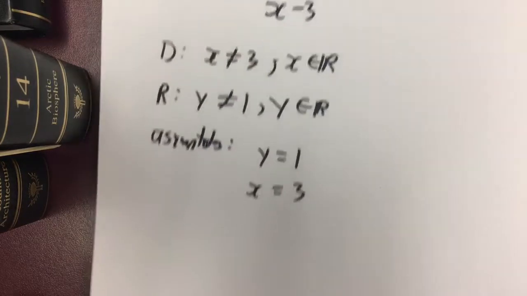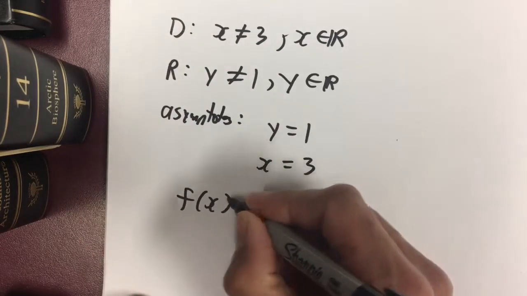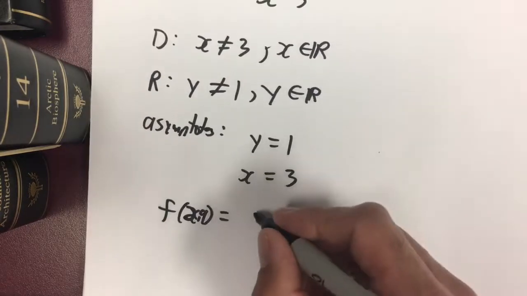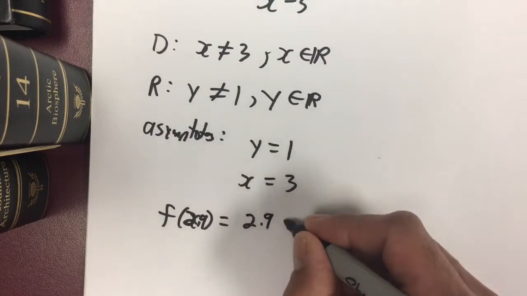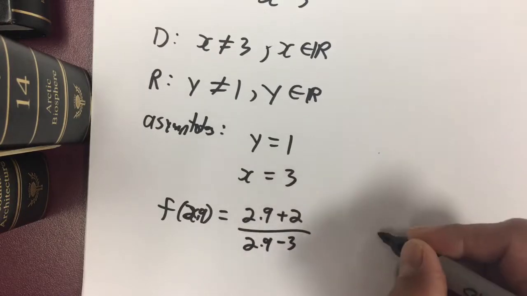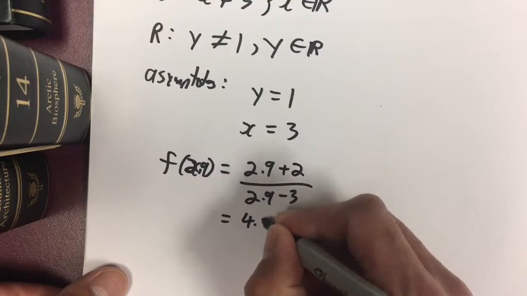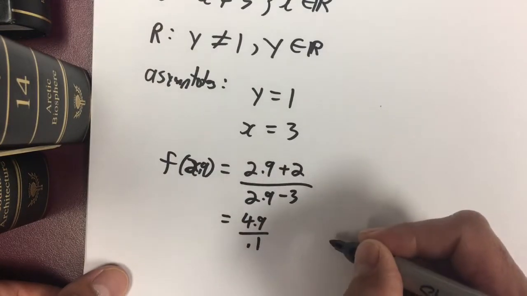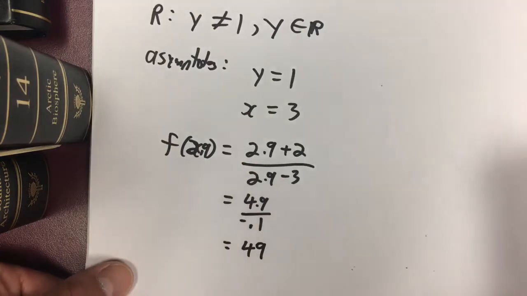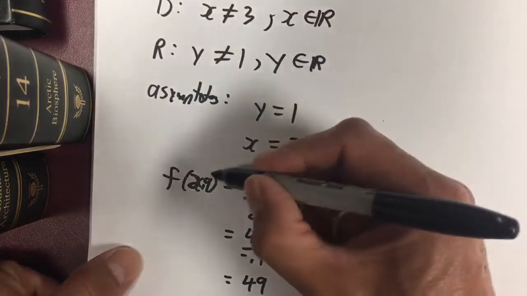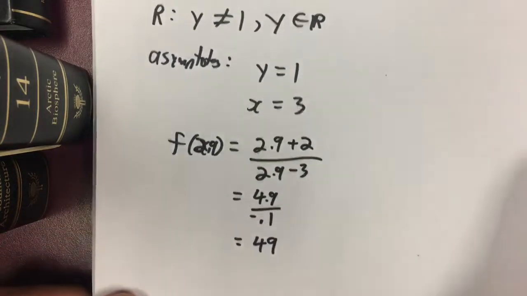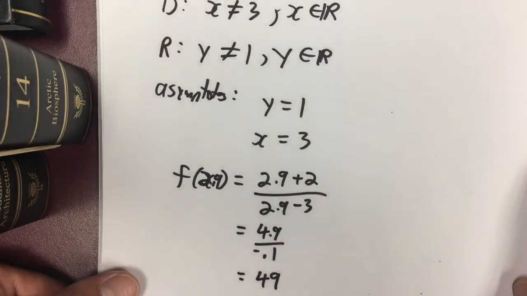So, for example, you could put in f at 2.9. f(2.9) is (2.9 + 2)/(2.9 - 3). And that gives us 4.9 over negative 0.1, which is negative 49. And what you will find is as you put in numbers that get closer and closer to 3, you will get larger and larger numbers in magnitude. That indicates to you that you have an asymptote at that point.